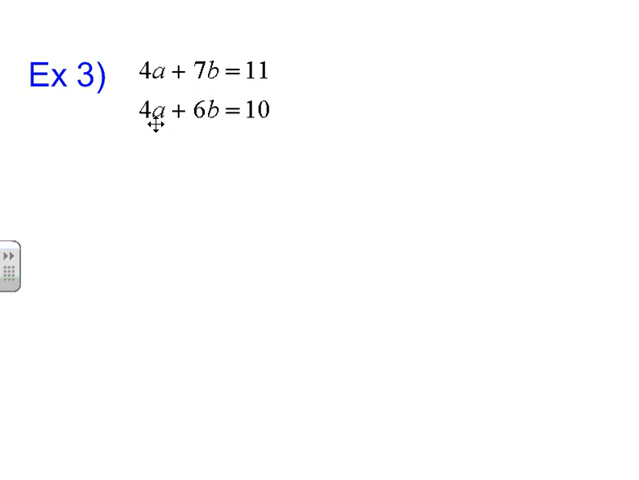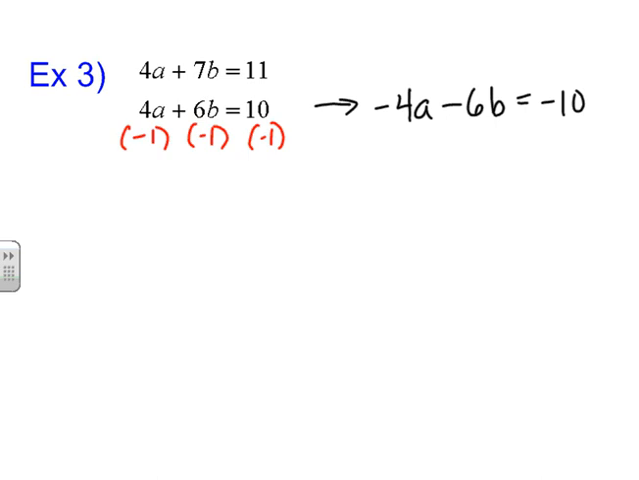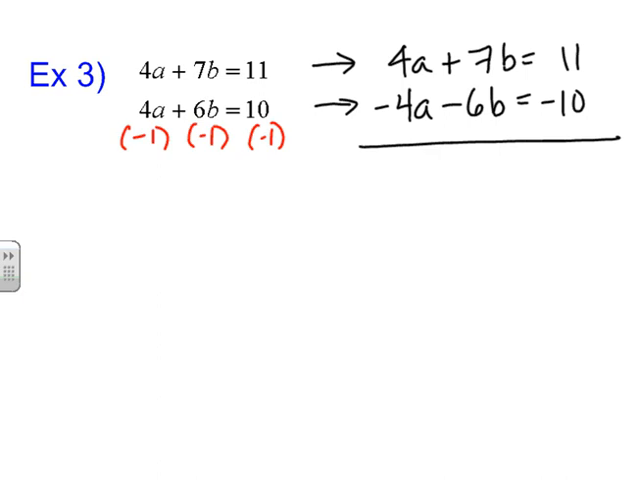Here I have 4a and 4a. If I multiply the bottom equation through by negative 1, I can change this to a negative 4a, so I can add them and it'll go away. Let me rewrite this equation after multiplying through by negative 1. It becomes negative 4a minus 6b equals negative 10. The one on top is 4a plus 7b equals 11. Now I can add these two equations together. The a terms go away because they are opposite. 7b minus 6b is just b, and 11 minus 10 is 1.